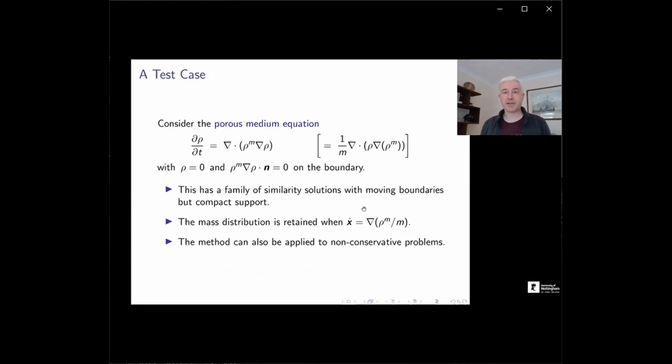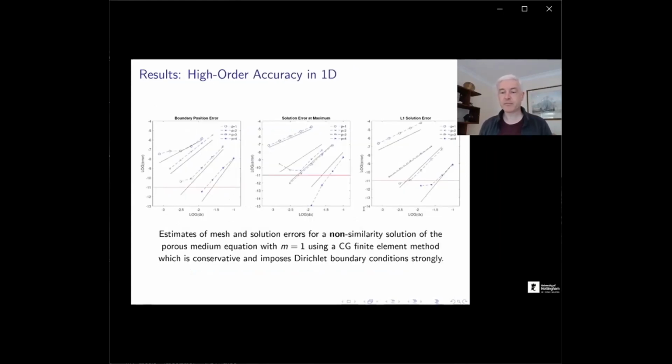What this allows us to do, when we apply it to a particular example, here the porous medium equation, is that we actually are able to get the higher order accuracy that we might expect. So here we're going up to 4th order polynomials, and we can see that until rounding error starts to interfere, which is at a higher level than it might normally be here, so around about 10 to the minus 11 where these red lines are, we're getting this high order accuracy.